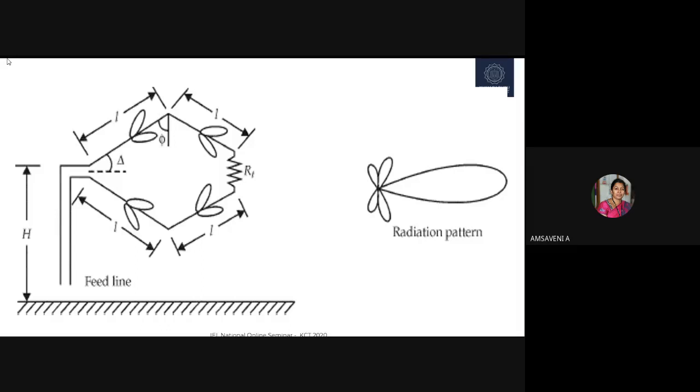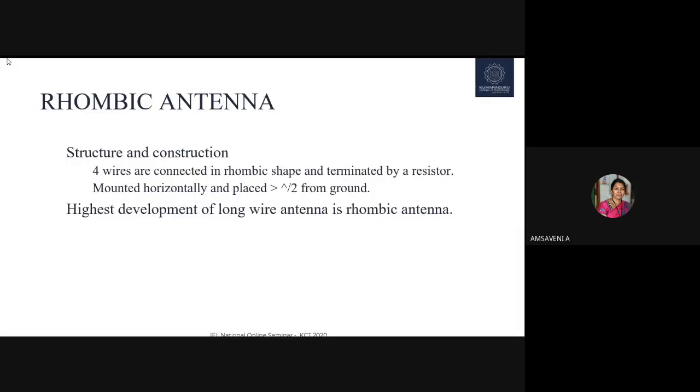Here are the design parameters for the rhombic antenna. The antenna will be installed at a height of h from the ground, so h is the height above the ground. While designing a rhombic antenna, you need to consider the height above ground. There are 4 conducting wires arranged in the shape of a diamond, so what is the length of each wire? And we have the elevation angle. These are the design parameters for a rhombic antenna, and we have different design techniques.